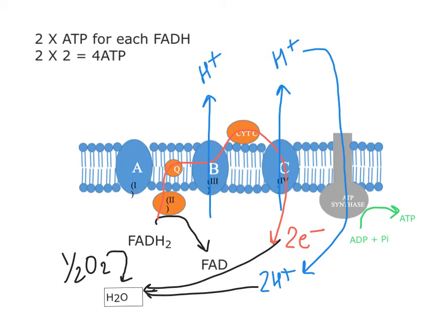Therefore, only 2 protons flow back through, therefore only 2 ATPs are made. And as we have 2 FADHs that came from Krebs, 2 times 2 is 4. So theoretically, we're able to make 4 from FADH, 30 from NADH. That gives us 34 ATPs from the electron transport chain.